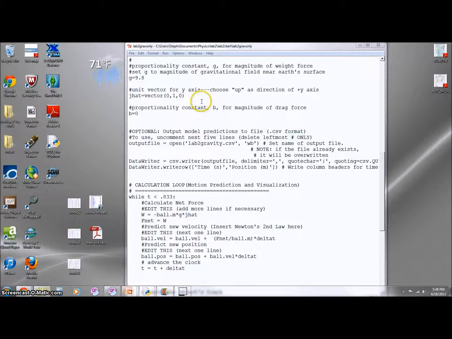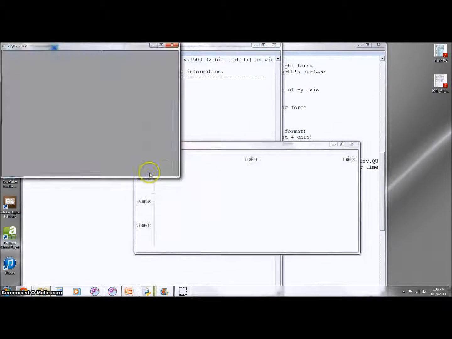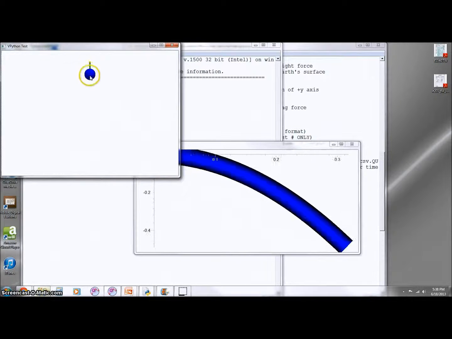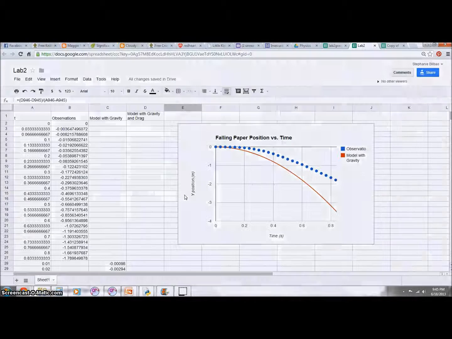This is a Python program where gravity is the only force acting upon the object. When we run the program, we see the object falling straight down in the y direction. We take the information generated by the program and enter it into a spreadsheet, along with the information that was gathered through Tracker. When we graph the two sets of data, we can see that there is a big discrepancy between the observed motion and the motion of the model.